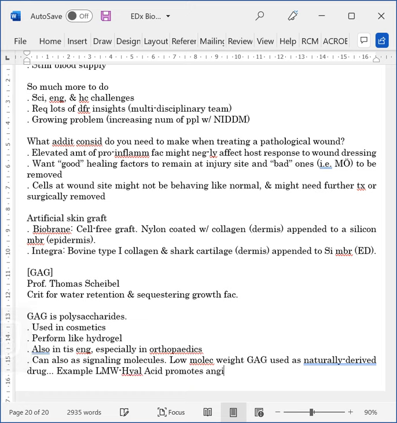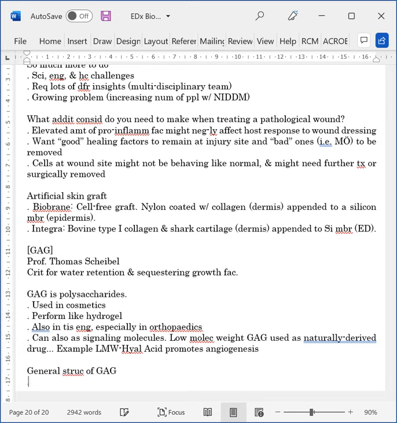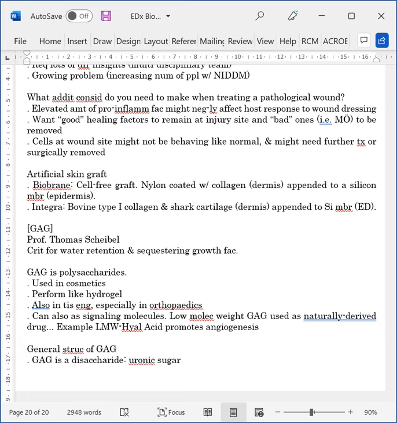The general structure of a GAG is made of the multimerization of disaccharides. So the building block is not a single sugar, but a pair of two sugars. And these two sugar units are then repeated over and over. Typically, one of these units is a uronic sugar, and the second one is the amino sugar, and this is what gives the GAG its name.